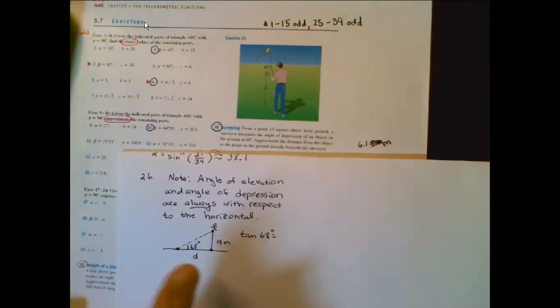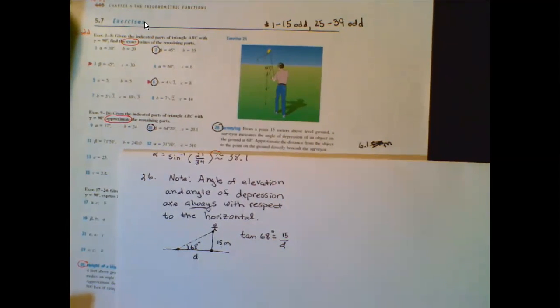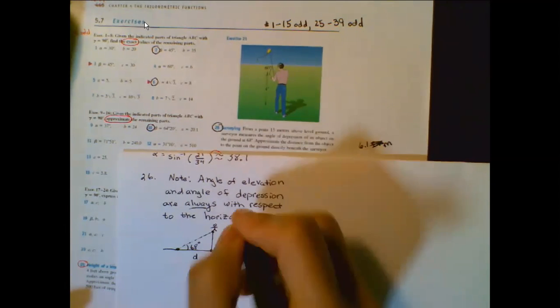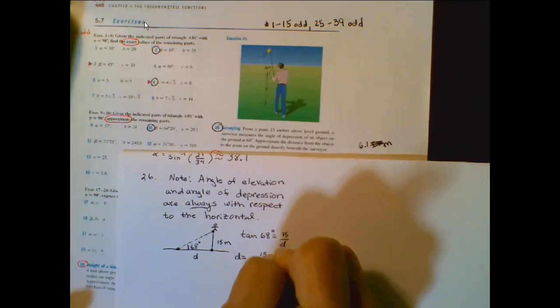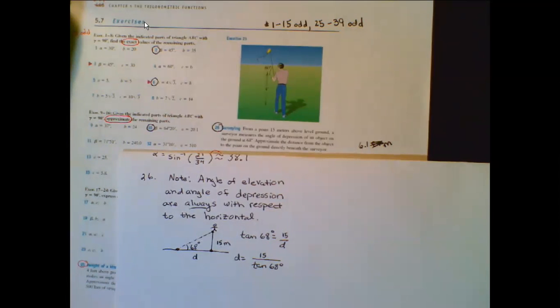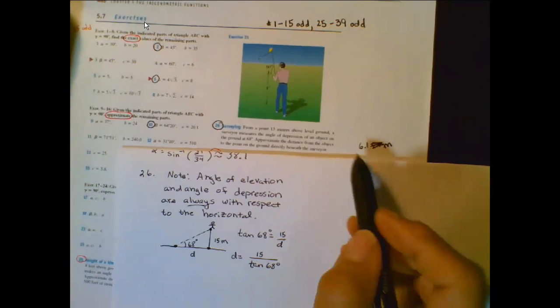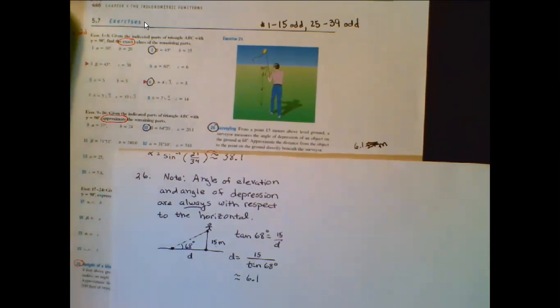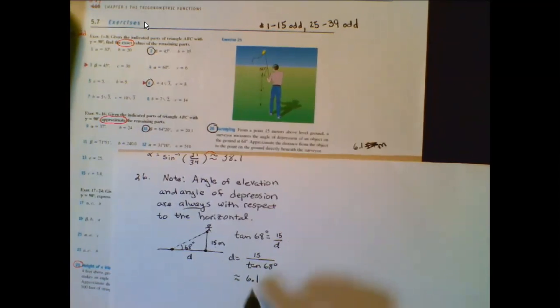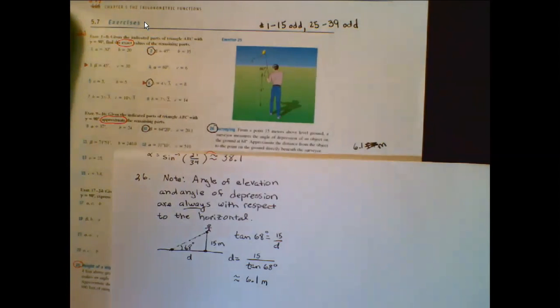That would equal opposite over adjacent. And D would be 15 divided by the tangent of 68 degrees. I do have that answer written down from a previous lifetime. I got about 6.1. And since this distance was measured in meters, that's 6.1 meters. Pretty easy? Yep.